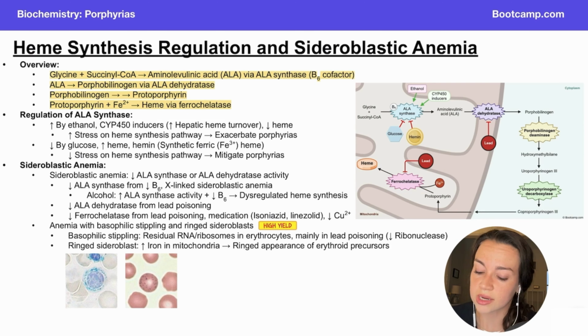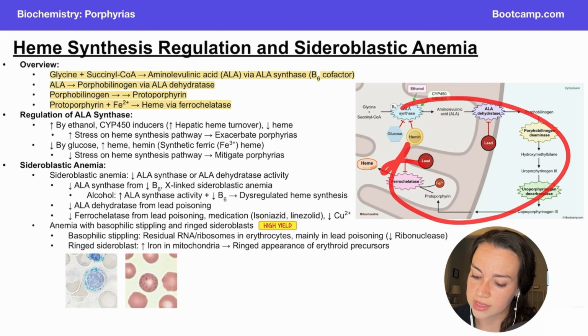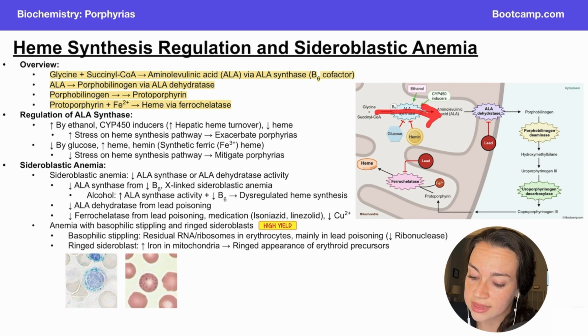And what we started to talk about in that video is that several of these enzymes have regulating factors. So let's start by talking about the regulation of ALA synthase, that rate-limiting step of this whole process. And then after that, we'll broaden the discussion to include some of these other enzymes and talk about sideroblastic anemia. So ALA synthase, our rate-limiting step of heme synthesis that forms aminolevulinic acid, is going to be upregulated by a few things. First of all, it's going to be upregulated by ethanol.